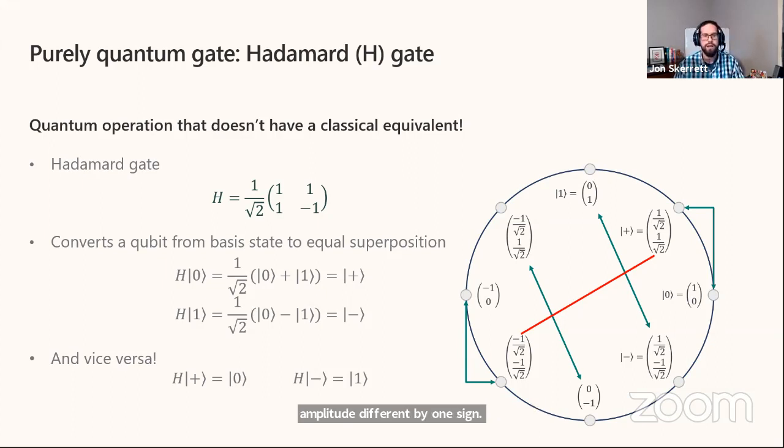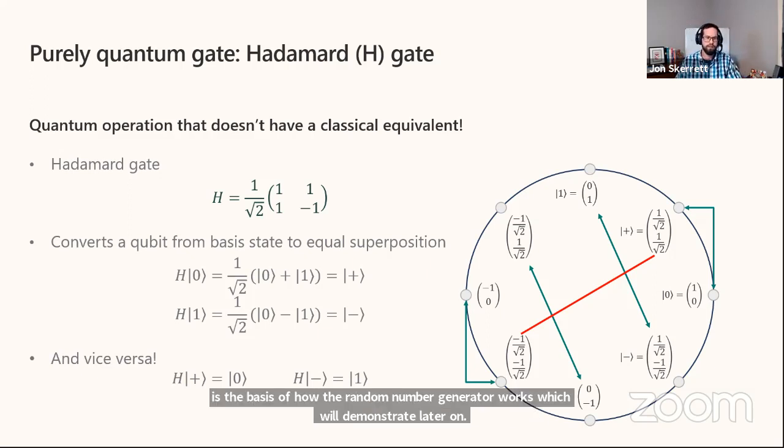So you can see that applying the Hadamard gate to the 0 state gives us a superposition of 0 and 1. If you were to measure the qubit at this point, you would have an equal chance of seeing 1 or 0. This is the basis of how the random number generator works, which we'll demonstrate later on. And applying the Hadamard gate to the 1 state gives us a superposition of 0 minus 1.